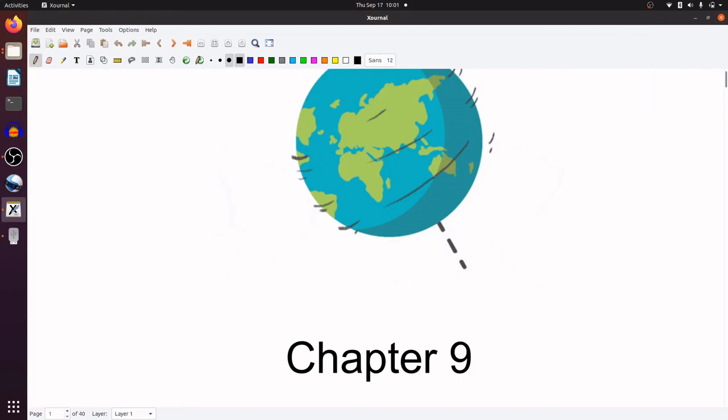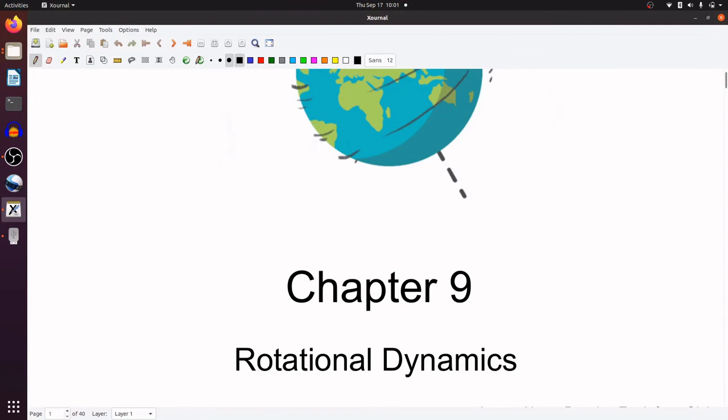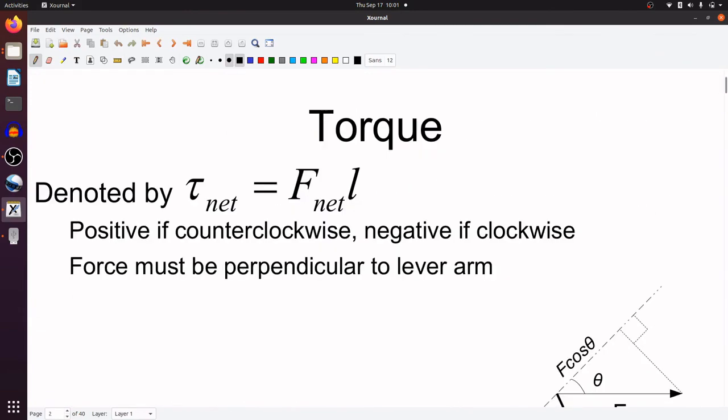Alright, chapter 9 is about rotational dynamics. So basically, we take what we learned from the previous chapter and we're going to apply it to more situations. So, first off, we start with a new concept of torque.